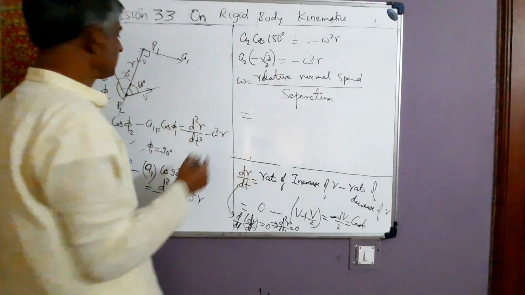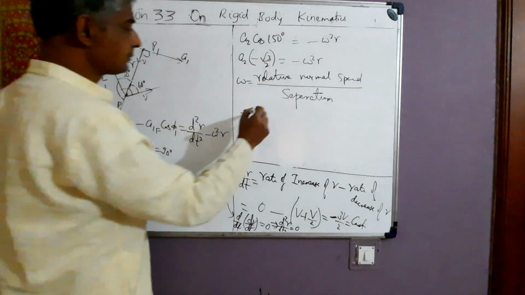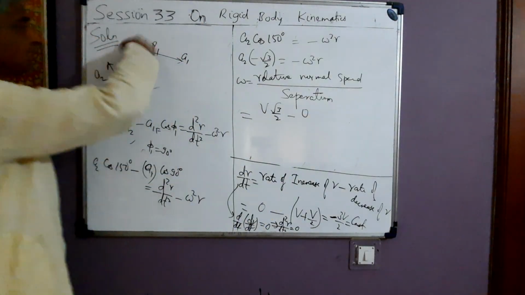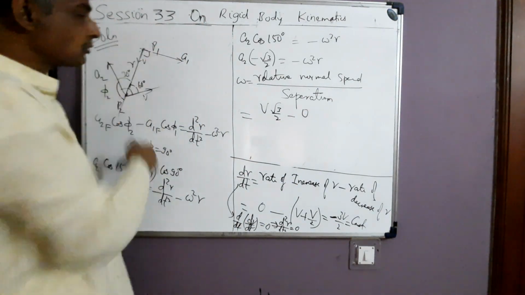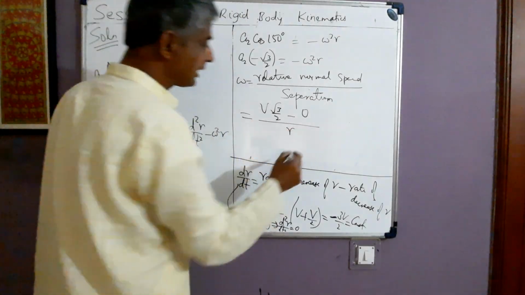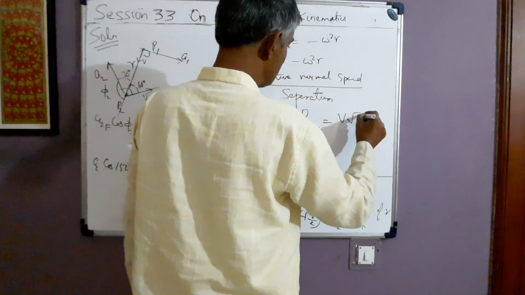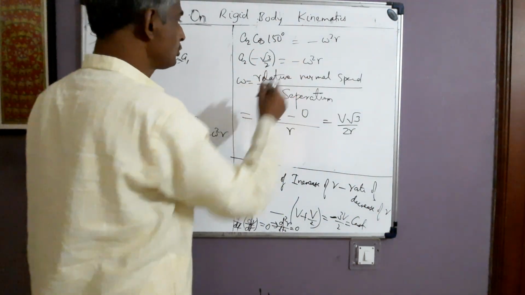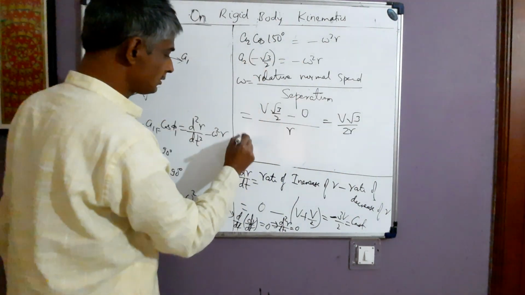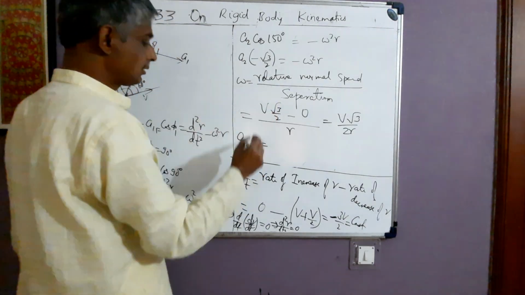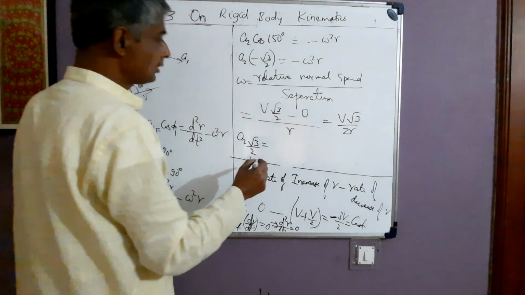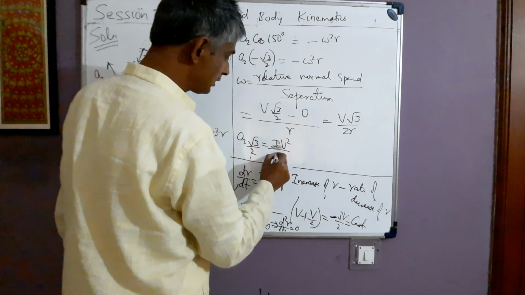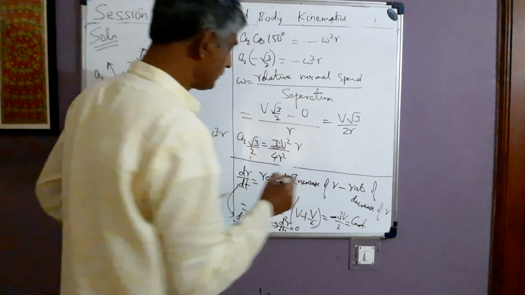So relative normal speed by separation becomes V sin 60, V root 3 by 2 minus 0. V is along the line P1 P2. Component of V normal to P1 P2 becomes 0 by separation R. So this becomes V root 3 by 2R. This is omega. Now this omega I substitute here. Minus minus goes away. A2 root 3 by 2 is equal to omega square. Omega square becomes 3V square by 4R square into R.